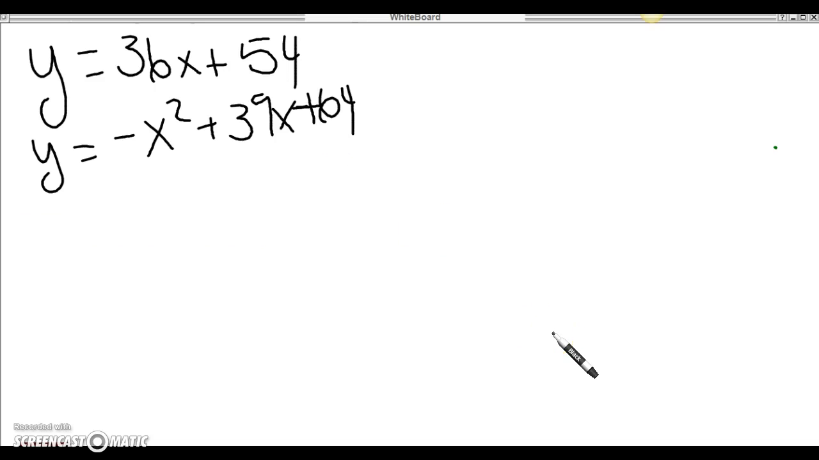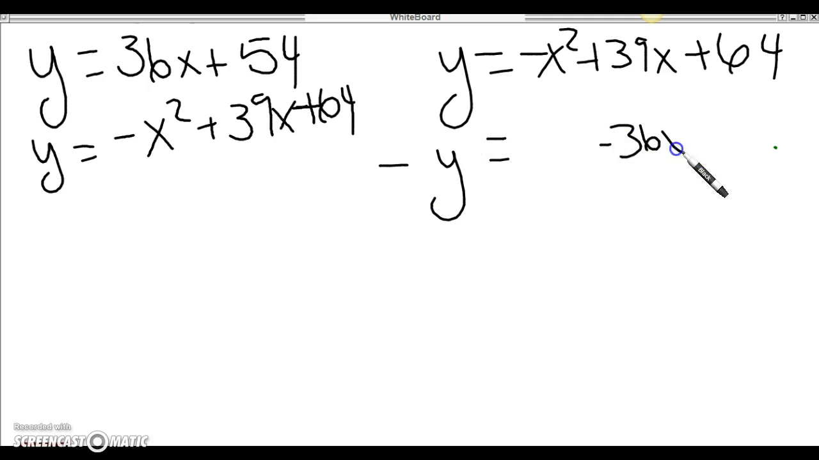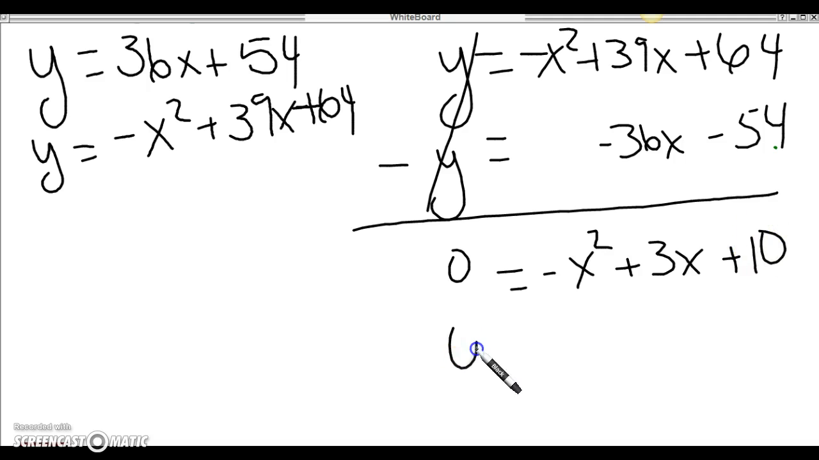So I'll have y equals negative x squared plus 39x plus 64. For the second one, I'm just going to change all my signs, and so I get negative 36x minus 54. When I do that, my y is crossed out, and I'm left with 0 equals negative x squared plus 3x plus 10. So I'm going to change all my signs, and I get x squared minus 3x minus 10.